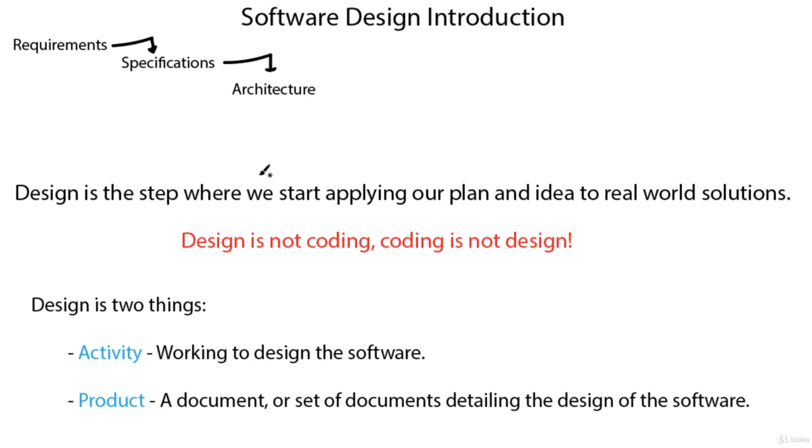But through that, we haven't actually talked about things like what code are we going to use? What actual software are we going to use? What database software are we going to use? And that is where this next step comes in, and that is going to be design. So design is a step where we start applying our plan and idea to real world solutions. What I mean by real world solutions is we start coming up with how do we take our architecture, our overall plan, and how do we design it? How do we come up with different solutions to create that architecture?